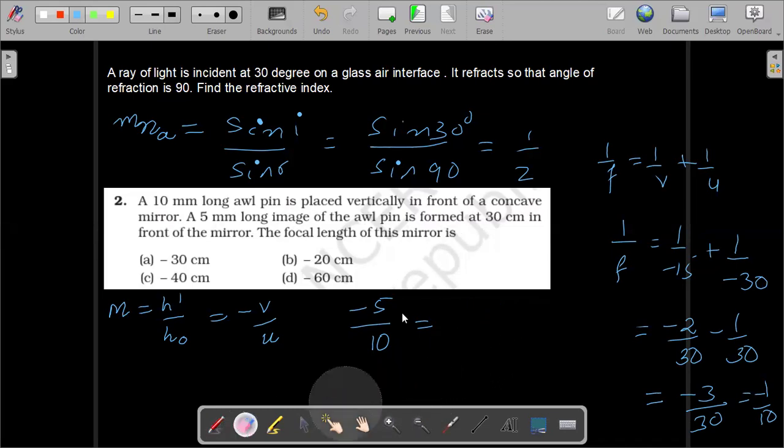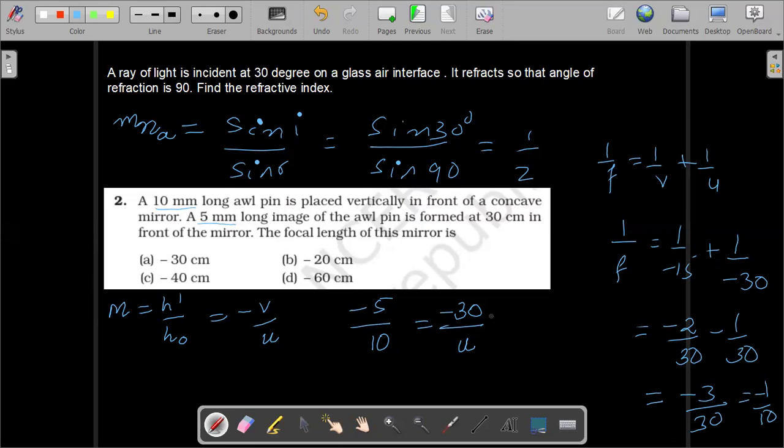Okay, this is where we were wrong. So we have to make it V by U, so negative 30 over U. Sir, the units are different, sir. Where are the units different? Sir, 10 millimeter. Oh, yes, this one too. But it doesn't matter, the magnification is just the ratio. The height of object is also in millimeter and the height of image is also in millimeter. So it's just a simple ratio and it will be correct.